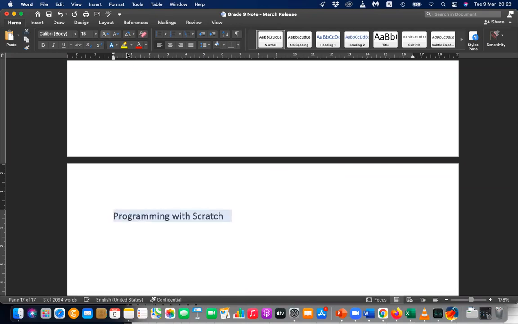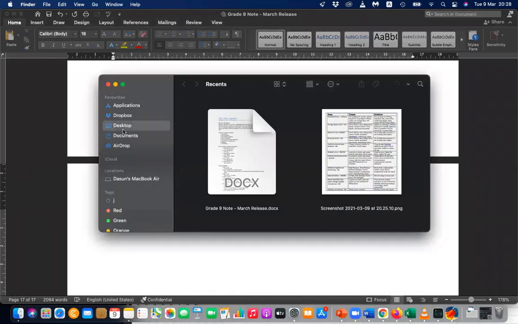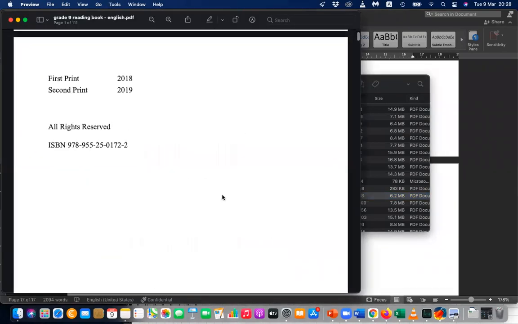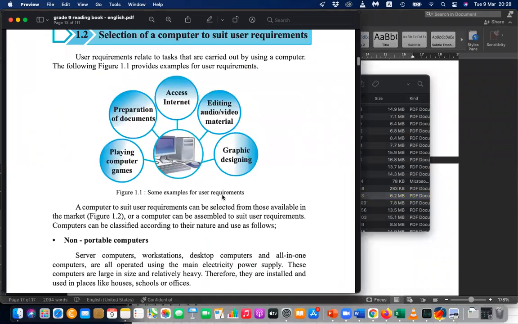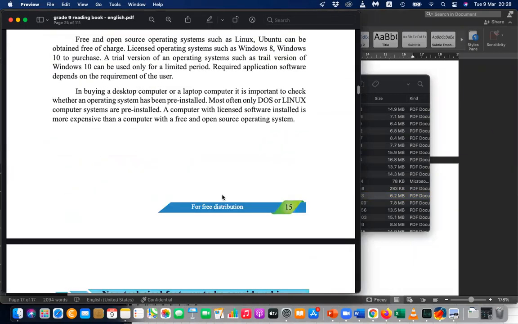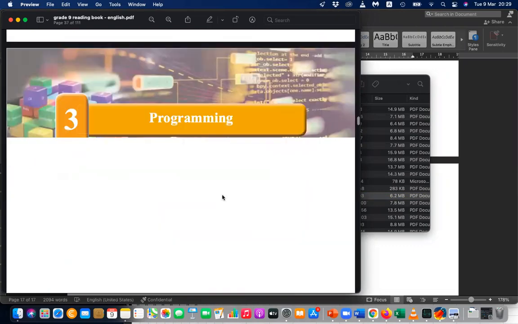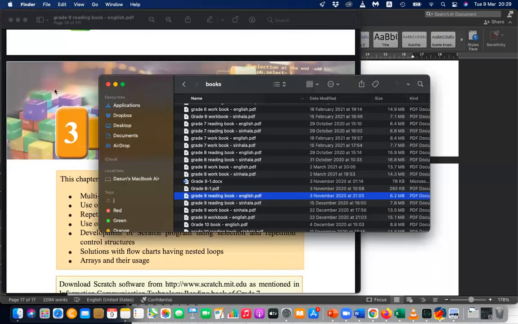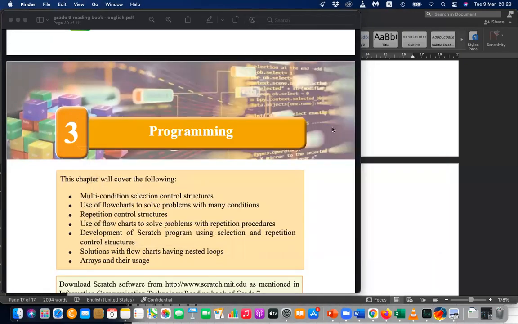This is chapter number 3 in your school syllabus. When you open the chapter in your school book, it is chapter number 3. Chapter 1, chapter 2, and chapter 3. Programming. This one. Right, okay. So now we are going to learn that chapter, and it will be a really interesting one.